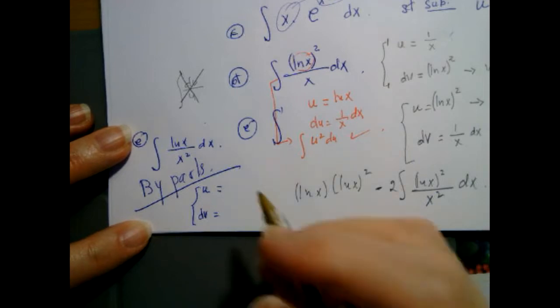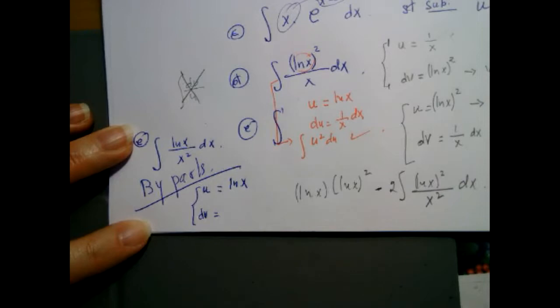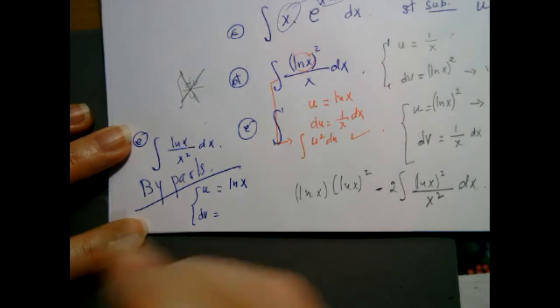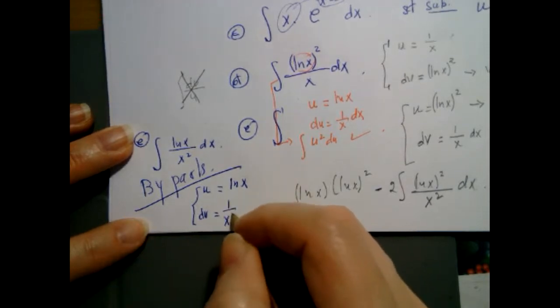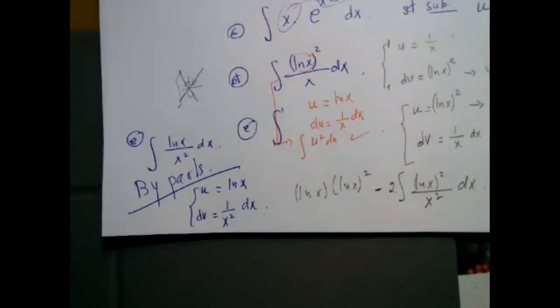U is the natural log of x. We don't have any other choice yet. And the dv? What's going to be left over? 1 over x squared. That's what we're going to have left over. 1 over x squared dx. The rest, you should finish it.